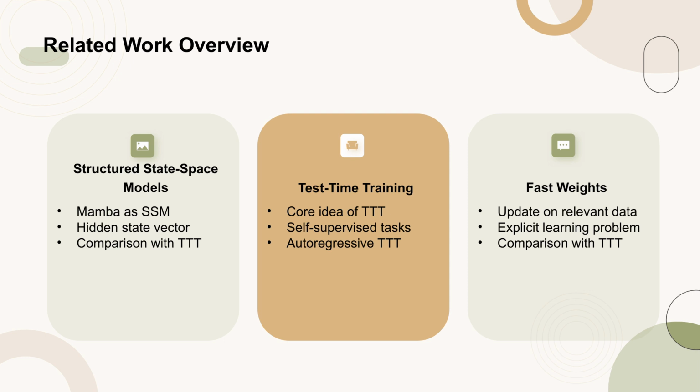Secondly, we delve into test time training, TTT, which involves formulating a learning problem for each test instance. This approach often uses self-supervised tasks and has shown significant improvements, especially in autoregressive settings. Lastly, we explore the concept of fast weights, which update parameters on the most relevant data. TTT can be seen as a special case of fast weights, with the key distinction being the formulation of an explicit learning problem for the test instance.